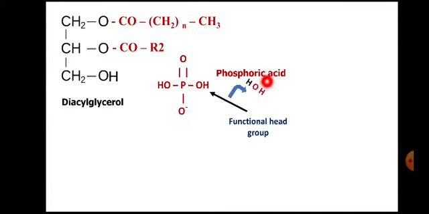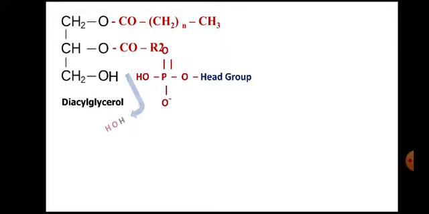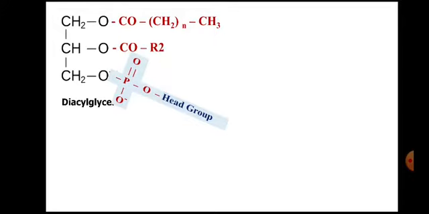Now let us see what happens between this and this, considering that a functional group is bound to this end. So this is diacylglycerol, and this diacylglycerol binds to this phosphoric acid. Now see, this phosphoric acid is already bound to a head group, a reactive head group. Now this end is free and this end is free. So there will be release of one water molecule, and as a result of that there will be formation of this type of linkage here. This is the structure of a phospholipid.